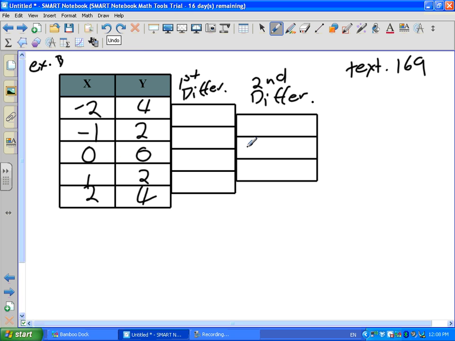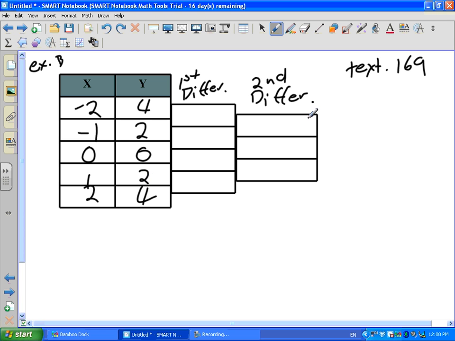So, for instance, okay, they've given us an example. They've given us some coordinates. Our x coordinates are -2, -1, 0, 1, 2. The y coordinates that relate to those are 4, 2, 0, 2, 1. So we've written them down on an xy table. Okay? By coordinates, without graphing anything, we're going to try to figure out if it is quadratic or non-quadratic.